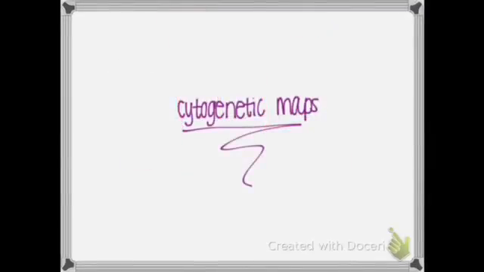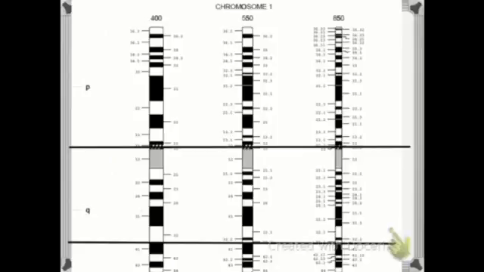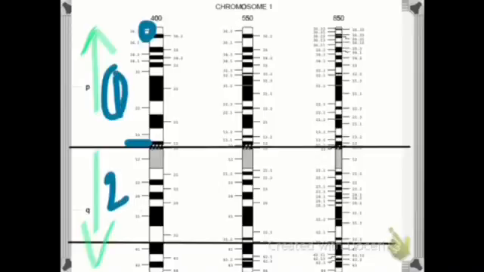Cytogenetic maps of chromosomes locate genes with respect to chromosomal features such as stained light and dark bands. Using these, you can locate the position of genes using a numbering system called the International System for Cytogenetic Nomenclature. The chromosomes have 2 arms, a short arm which extends upward from the centromere, and then a long arm which extends downward from the centromere. The chromosomes are split into regions. The first region starts at the top of the chromosome, and then it ends at the centromere. So this will be region 1, and then region 2 follows that, and then region 3, and so on.